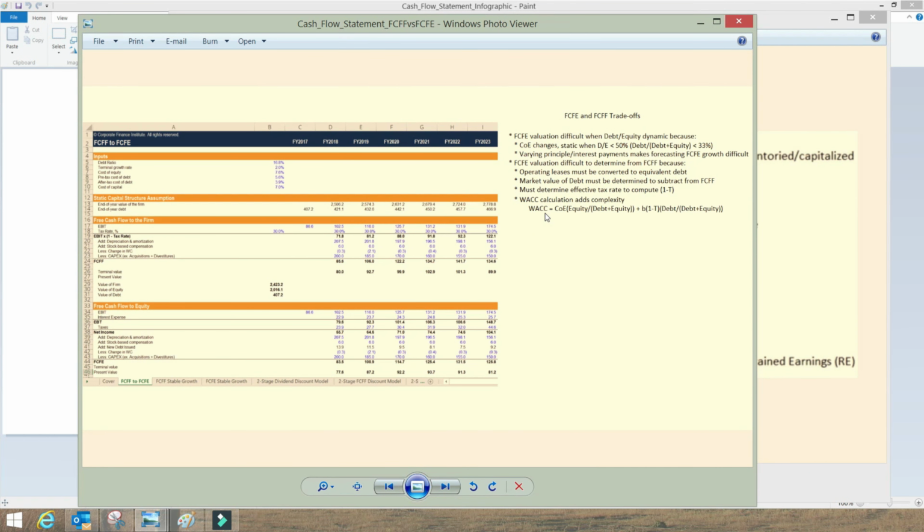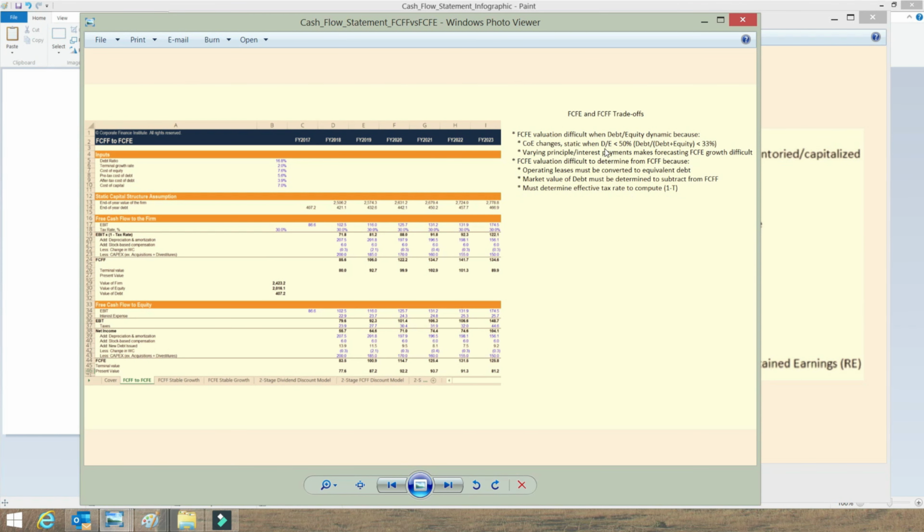Another drawback is the need to calculate the weighted average cost of capital, which adds complexity. Here's the actual formula for the weighted average cost of capital. Not only does it include cost of equity, which you need to know for the free cash flow to equity approach, but you also have to have some idea of what your equity versus debt plus equity ratio is, and then also what the average cost of debt is. So not that it's that difficult, it's just that it adds yet more complexity than what you would have if you just had to determine the cost of equity.